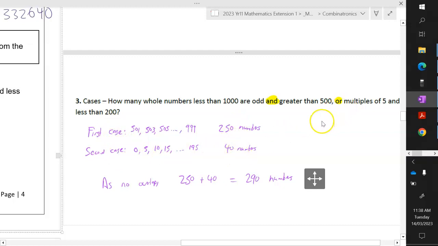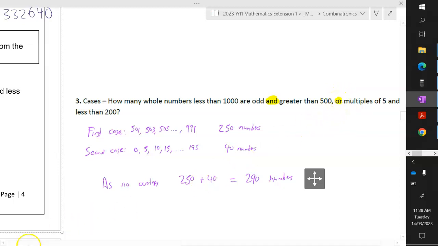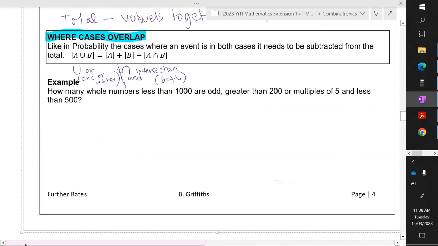Okay, so there's no part that we need to take away. But the next question that we're going to do is... So that's why I wanted us just to think about our thinking for that one to start with. Okay, so let's have a look.